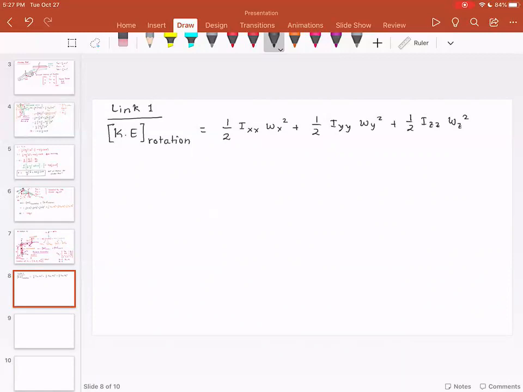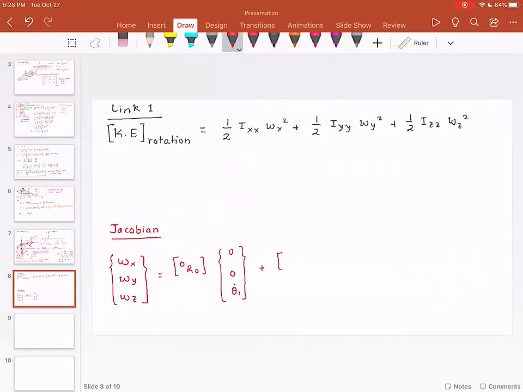If you recollect, we have derived the equation for Jacobian. Remember, we derived the Jacobian equation. The Jacobian equation was written as omega x, omega y, omega z. I'm going to duplicate that relationship here: 0R0, 0, 0, theta 1 dot, plus 0R1, 1, 0, 0, theta 2 dot. And we derived this in the notes from lecture 12.